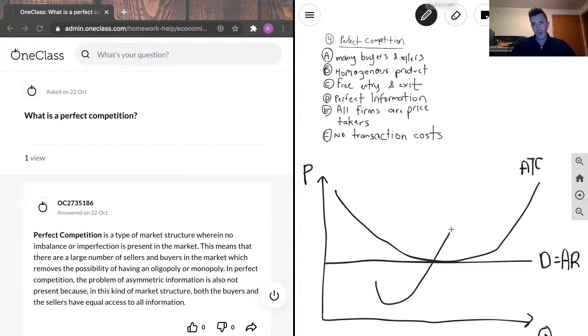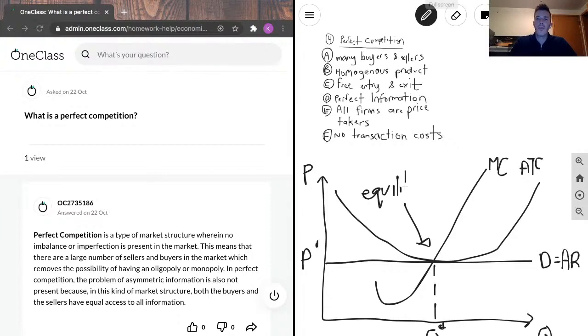And firms are going to produce at the point where the marginal cost equals the average total cost equals the demand. So we can call this Q star. We can call this P star. And we can say that this is our equilibrium. Perfect. Give me a second to see if there's anything else I wanted to add to that. Don't think there is though.